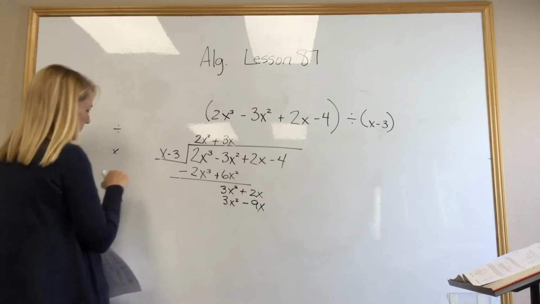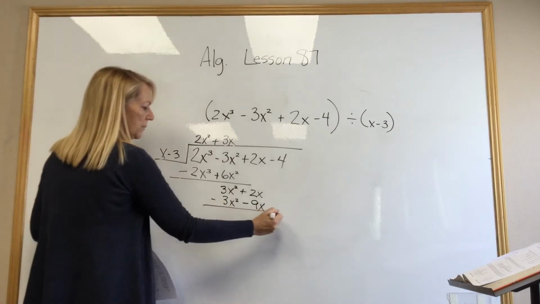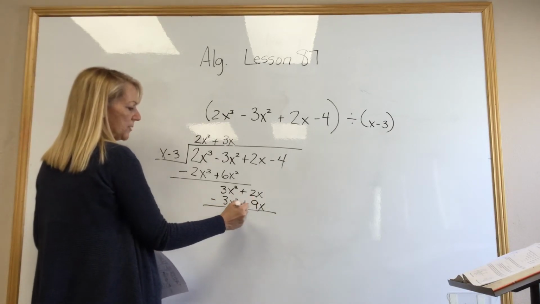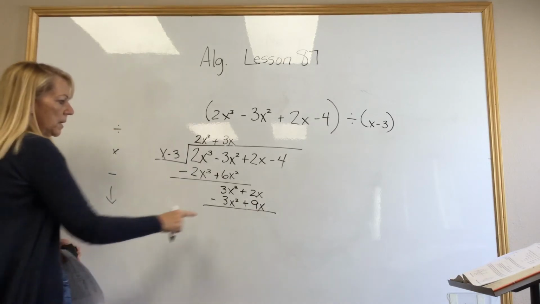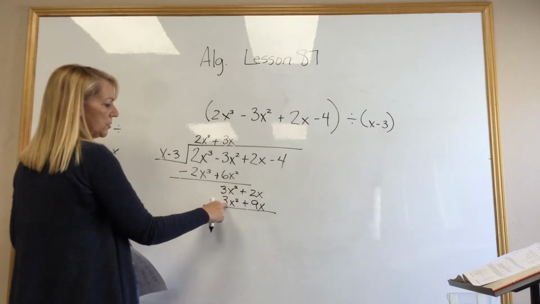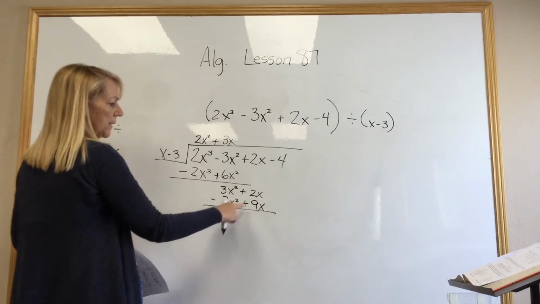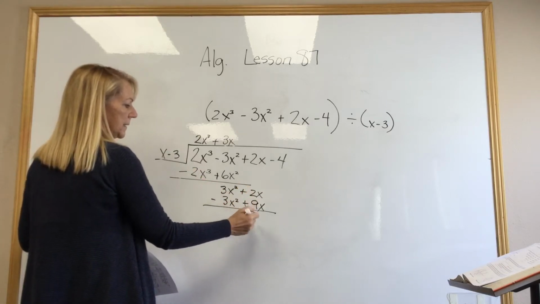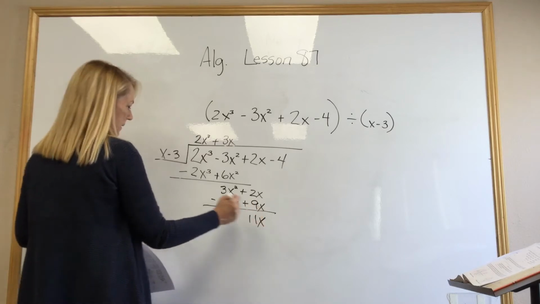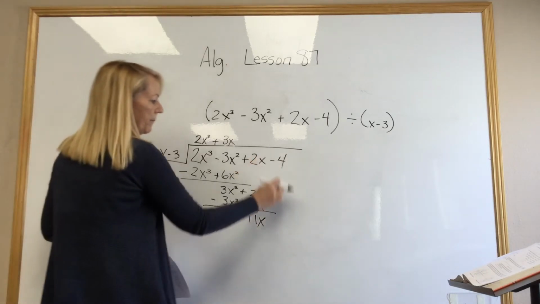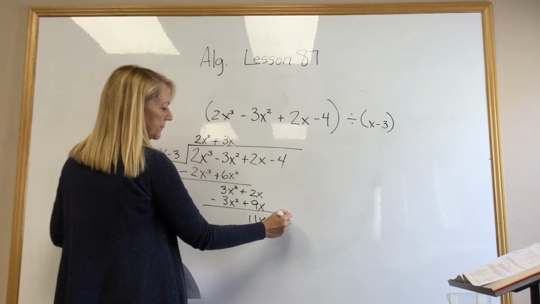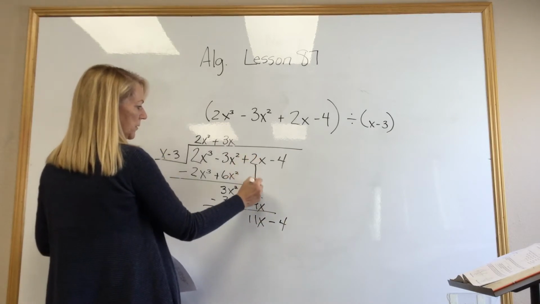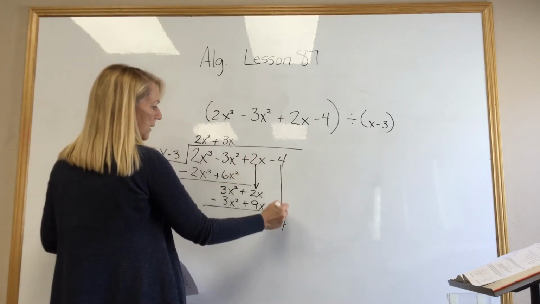Okay? Now I subtract. Subtract, bring that down. That's going to be the opposite of that, so I go ahead and change that sign. So 3x squared minus 3x squared is nothing. That's what we want. 2x plus 9x is 11x. Now we bring down minus 4. I used to write the little arrow just to keep me on track here.